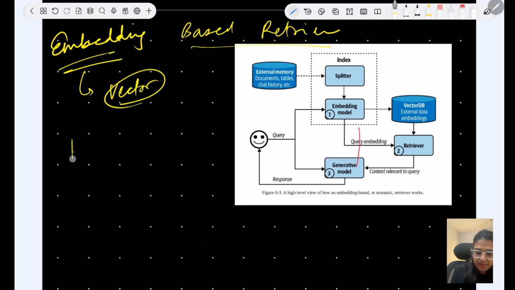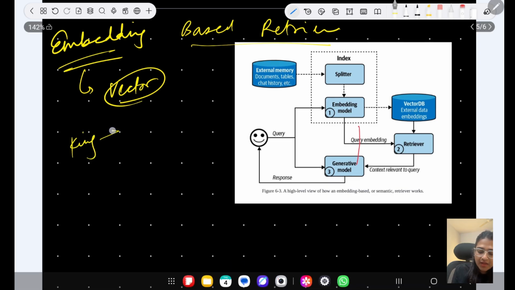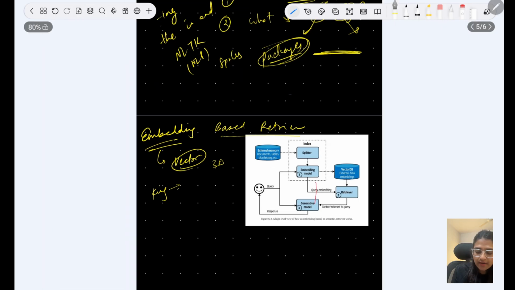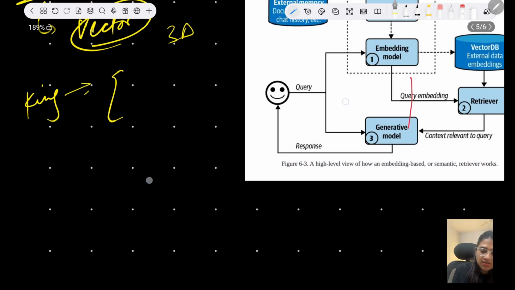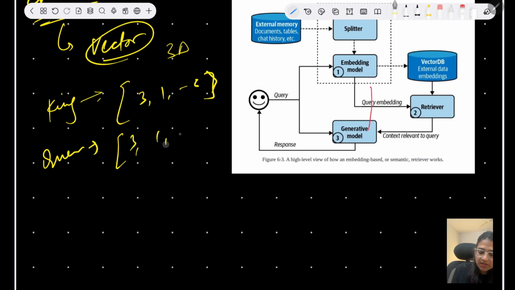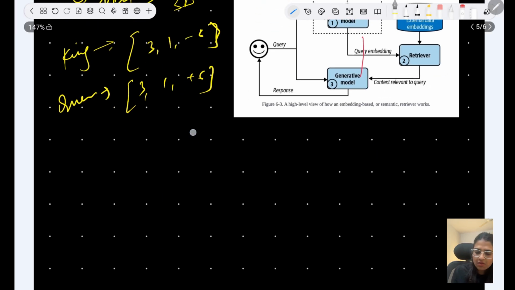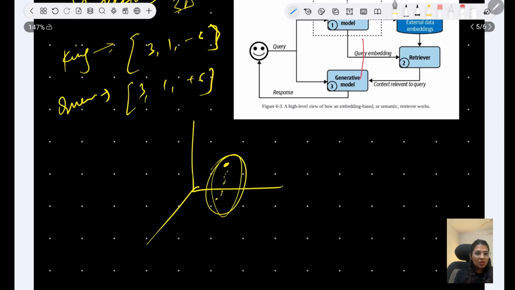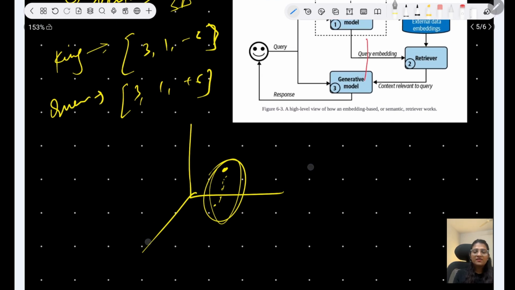A word vector is, for example, I say a word king, okay, and I want to convert it into a vector. Let's say I wanted to convert it into a 3-dimensional vector. So then king would transform into some word coordinates, let's say 3, 1, minus 6. Okay, and let's say king and queen are related words. So queen would become 3, 1, plus 6. Let's just assume. So this is the location of king and this is the location of queen. They're directly opposite, but they're connected by a line, right? That's how you know that they are related somehow. Okay, so that's the concept of having vectors.